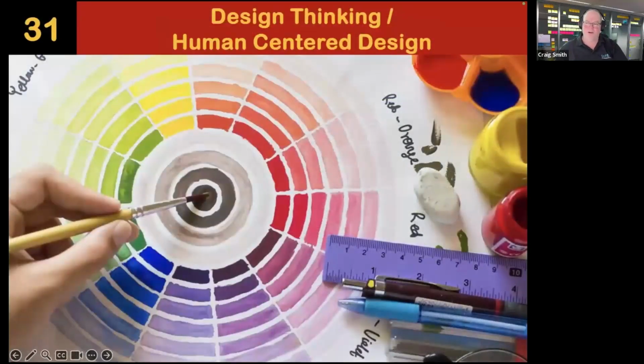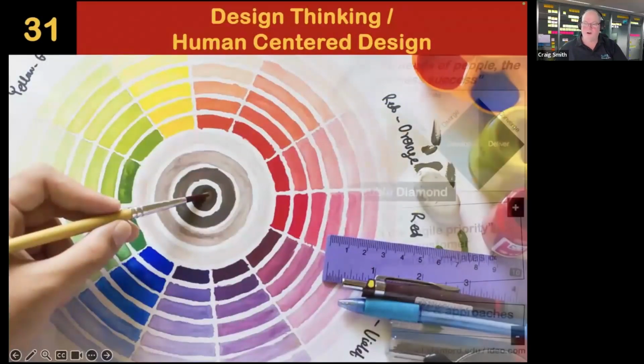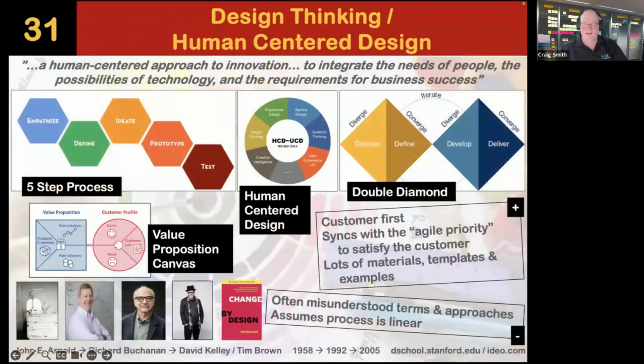The other thing is this whole idea of design thinking and human-centered design. Again, we can take this all the way back to the 1950s and John Arnold. It started to get popularized more by David Kelley and Tim Brown at IDEO in 2005. And so many of you have probably worked with the double diamond and the 5-step process of design thinking. A lot of agile discovery is built around this. So this really brought the customer-first angle to it, satisfying the customer.